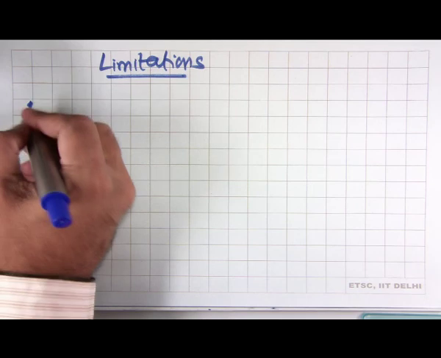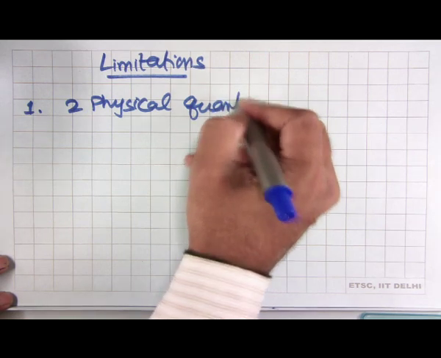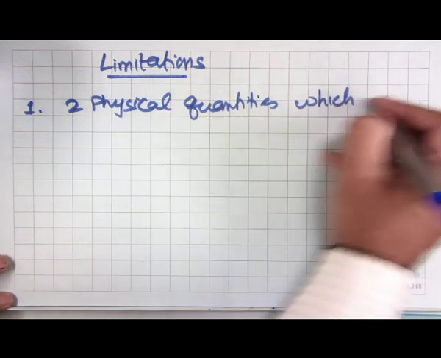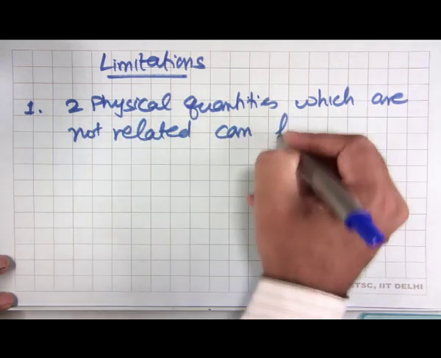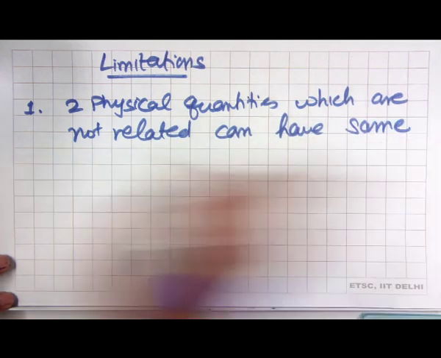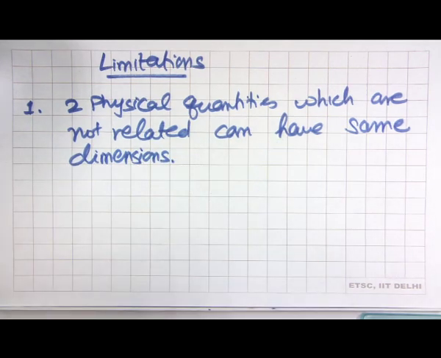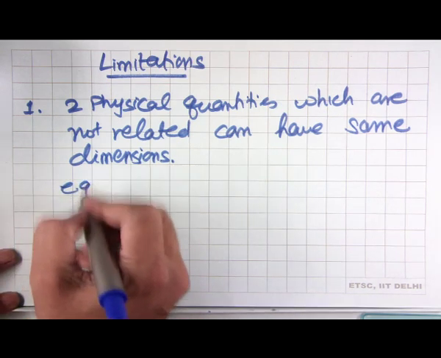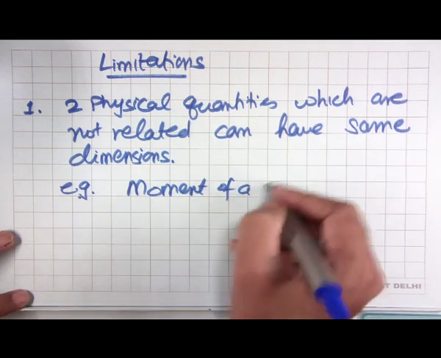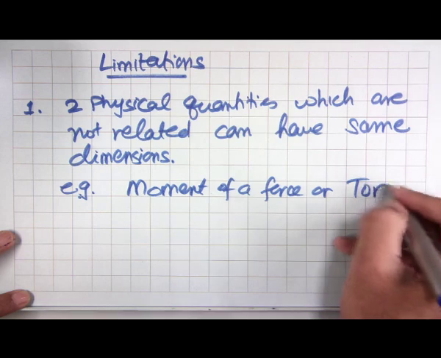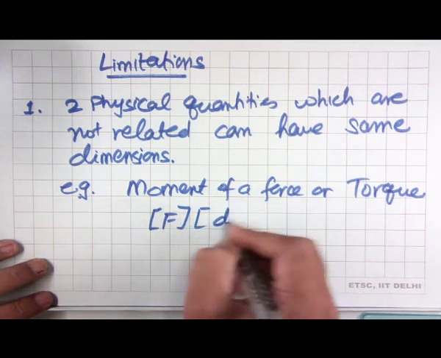Well, one limitation is two physical quantities which are not related can have the same dimensions. And as far as dimensional analysis goes, it will treat both the quantities as same. Let us give a very simple example of this. When we talk of moment of a force or torque, this is the dimension of force times distance.